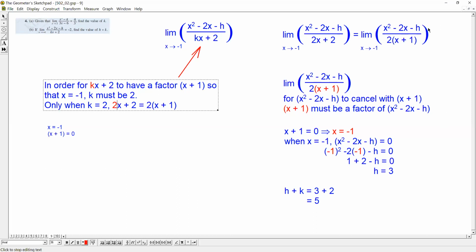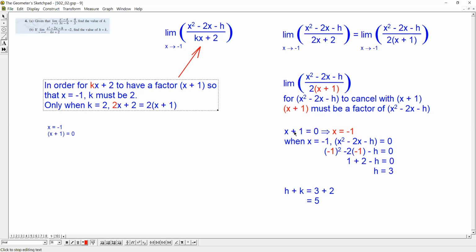Now, this is a quadratic equation. You have learned last year that a quadratic equation has 2 roots. Now, if you are given one of the roots is -1, how to find the other roots? Or maybe you don't have to find the other roots. You just need to find the value of h, isn't it?